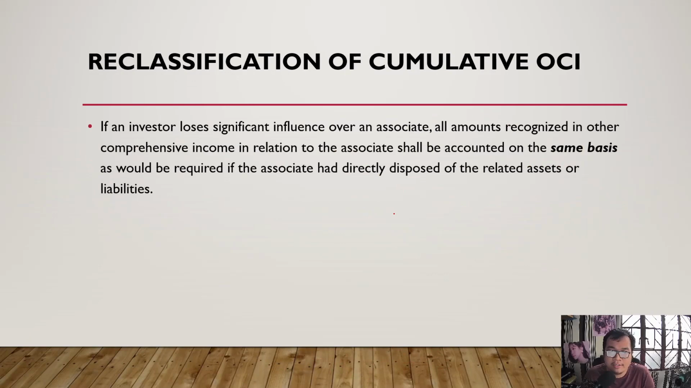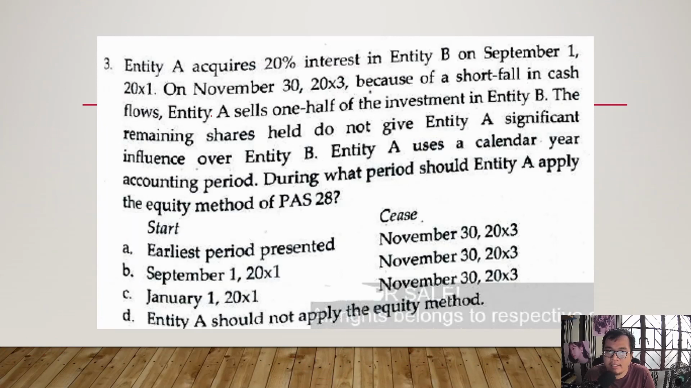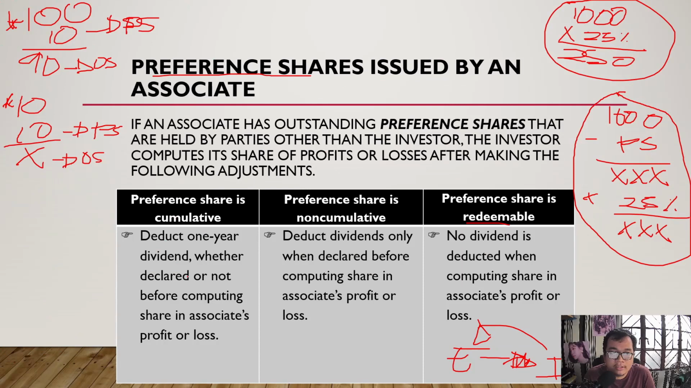So take note, balikan natin yung slide na yun. Diba? Ganito sana. Pero, since may preference share, ganito yung i-apply natin. Ibawas mo muna yung share ni preference sa income, tsaka mo siya pwedeng i-multiply ng iyong percentage interest. Yun yung rule. Ngayon, ang ating preference share is a cumulative preference. So, anong rule kapag cumulative preference? Deduct 1 year of dividend whether or not declared man. Kasi pag non-cumulative siya, deduct lang kapag declared. Pero dito, pag cumulative, deduct whether or not it is declared.